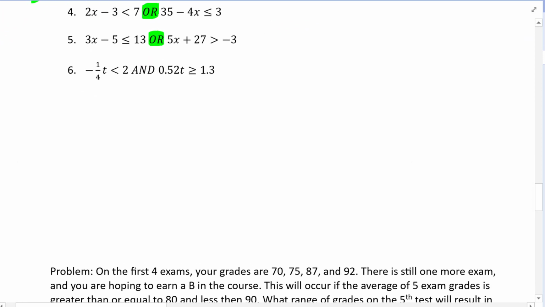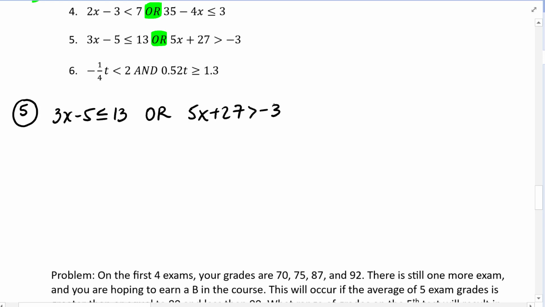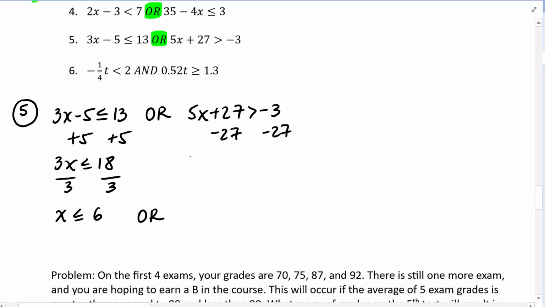Okay, and let's take a look at another one from here. How about the fifth one? So 3x minus 5 less than or equal to 13, or 5x plus 27 greater than negative 3. So I add 5 to both sides, and I get 3x less than or equal to 18, divide by 3, and we get x less than or equal to 6. Or, and let's work on the other one, minus 27, 5x greater than negative 30, divide by 5, x greater than negative 6. So now let's graph it.